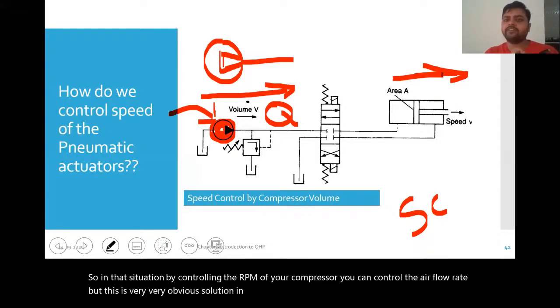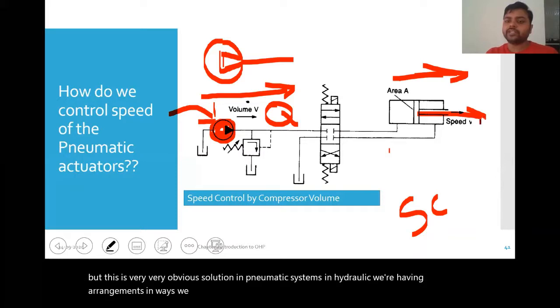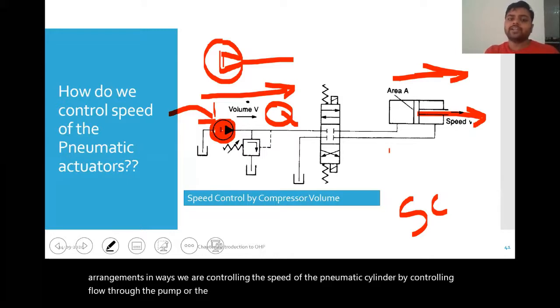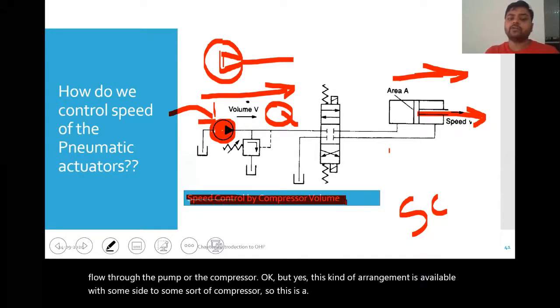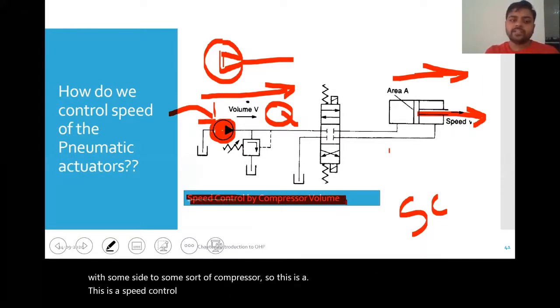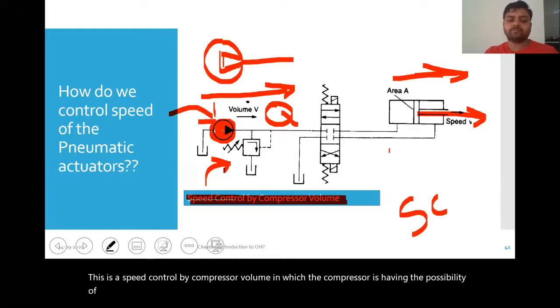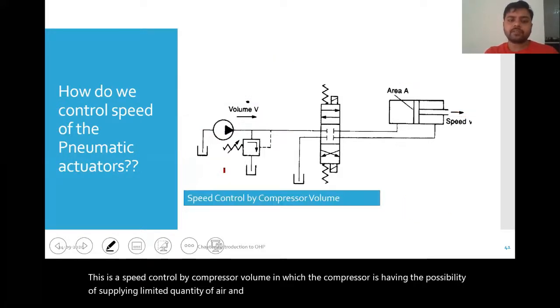In hydraulics, we have an arrangement in which we control the speed of the cylinder by controlling the flow through the pump or the compressor. Yes, this kind of arrangement is available with some sort of compressor. So this is speed control by compressor volume, in which the compressor has the possibility of supplying a limited quantity of air.